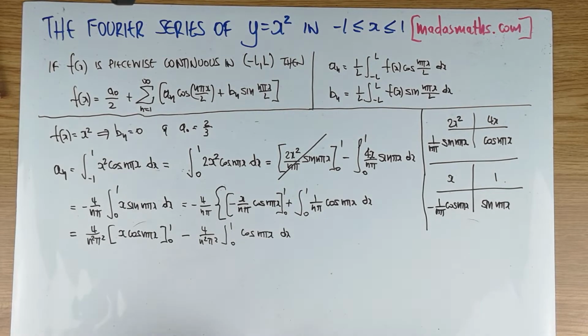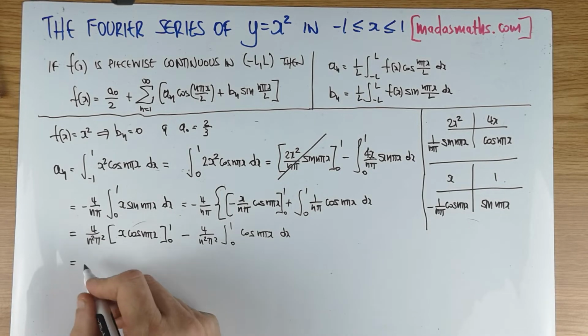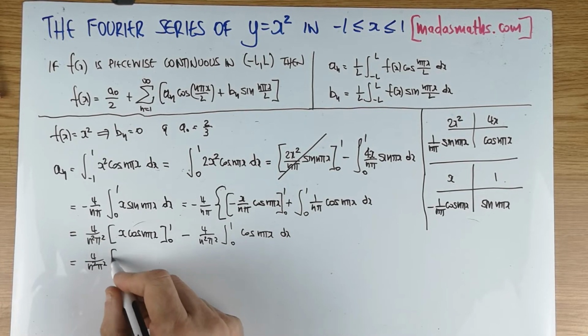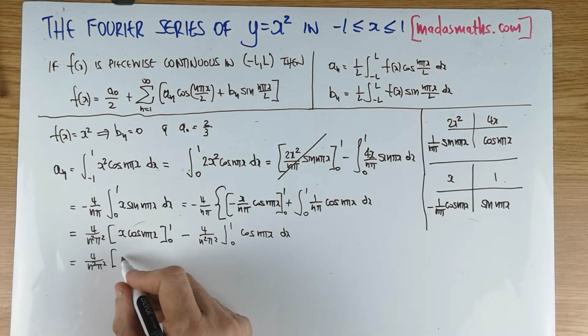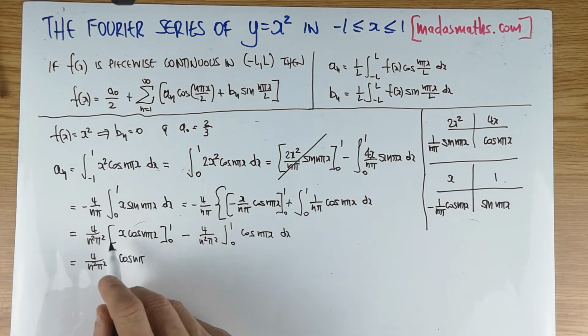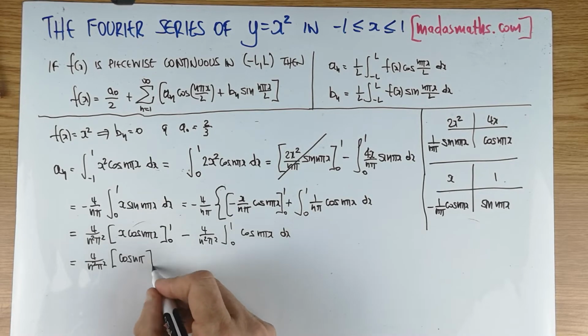I don't think that will be 0 on the next integration. So if we start evaluating this quantity, 4 over n squared pi squared, when we're putting 1 in there, we're going to get the cos of n pi, and when we put 0, this is dead because of the x.